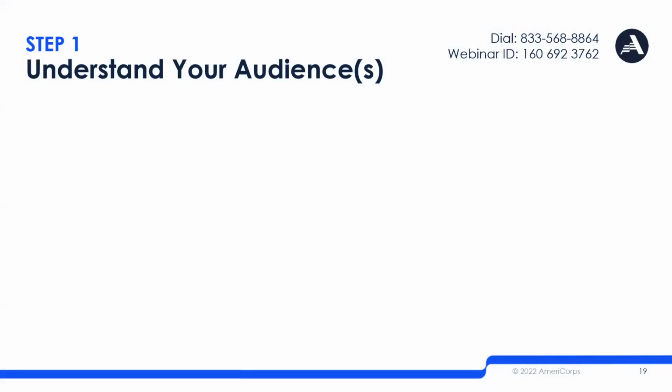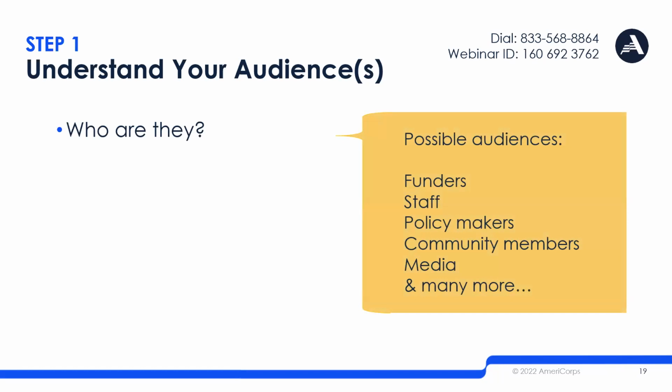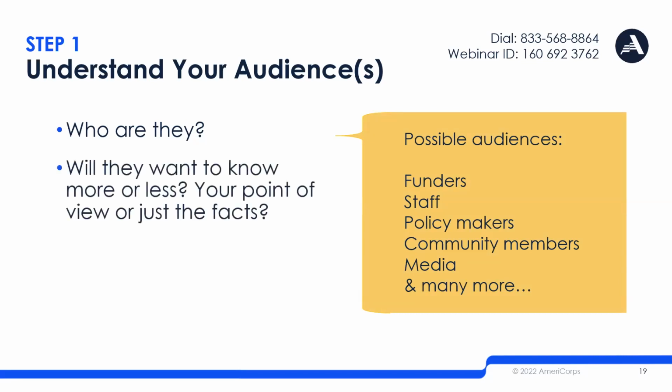The first step, as with many other things, is to understand your audience. Who are you trying to reach? In your work, it may be funders, staff, policymakers, community members, the media, or others. Once you know who you want to reach, you can consider what they'll likely want to see. Do they want to know more or less? Do they want to know your point of view or just the facts? And always consider accessibility.